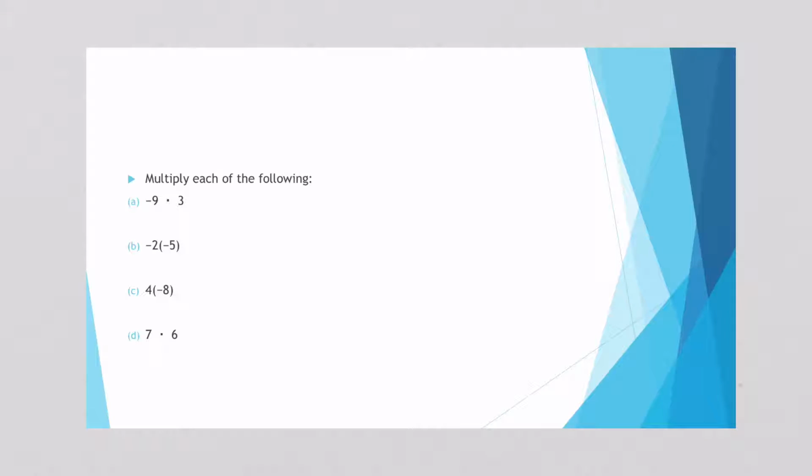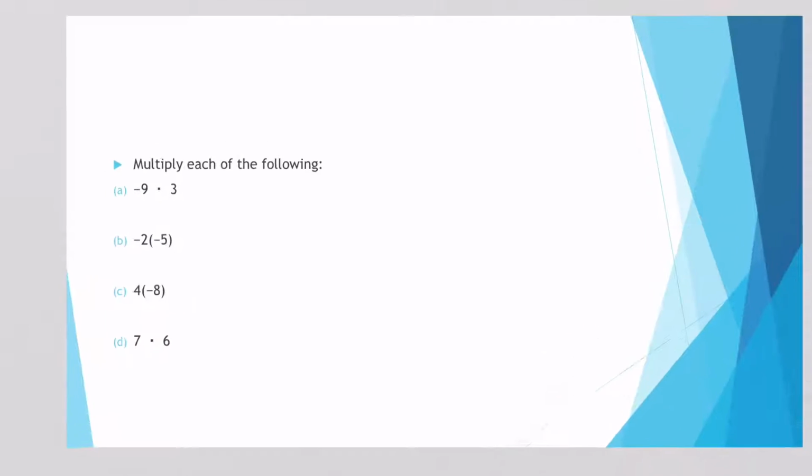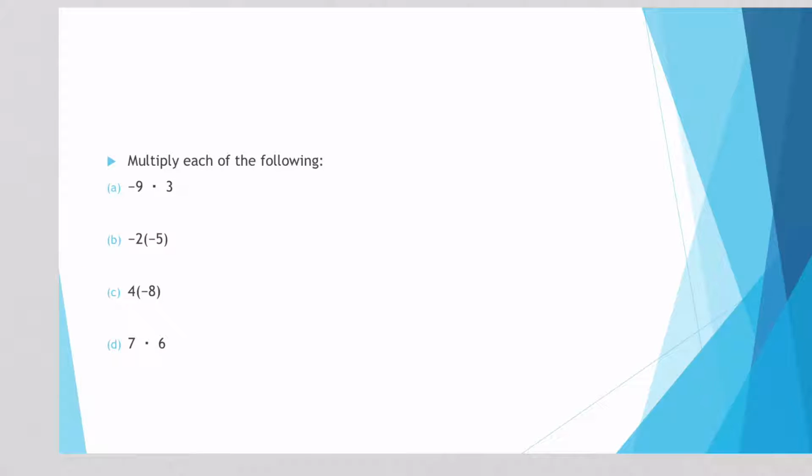Okay, so let's multiply these. On part A, we have negative 9 times 3. So negative 9 times 3, the signs are different. So that would be a negative times a positive. So our answer is going to be negative 27.